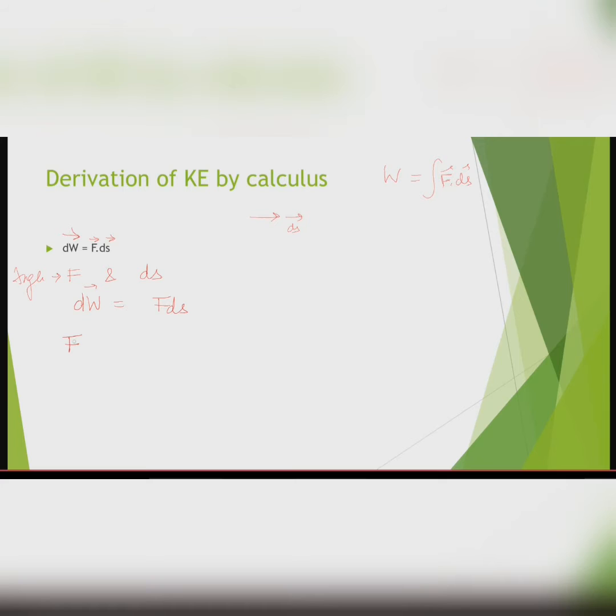Now using the second law of motion, we know that force is mass into acceleration. I can write it as m dv by dt. So we put force as m dv by dt, and here we write ds. Anything familiar you can see here? ds by dt is velocity. Yes, we replace ds by dt as v. So this expression becomes mv dv.